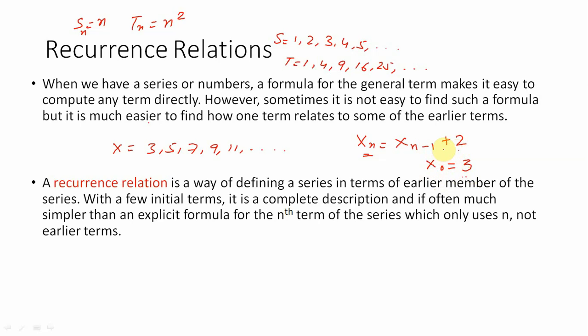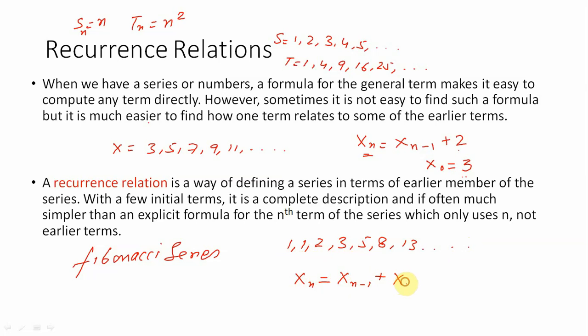So in a recurrence relation, we are specifying the nth term of a series by using the previous terms. We can use one previous term or two previous terms. The most common example of a recurrence relation is the Fibonacci series. We all know what a Fibonacci series is: 1, 1, 2, 3, 5, 8, 13, and so on. In the Fibonacci series, every term is the sum of the previous two terms. So I can specify xn is equal to xn minus 1 plus xn minus 2.